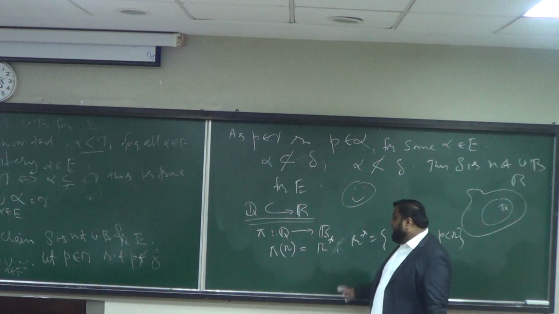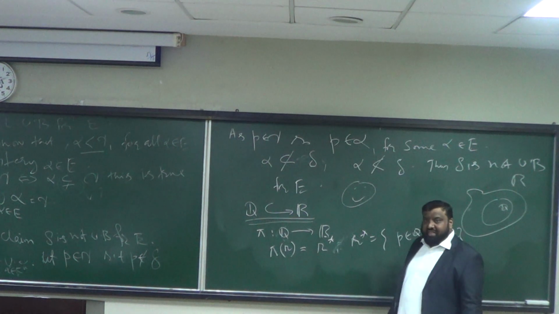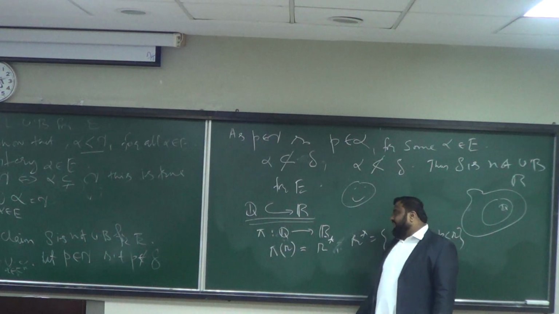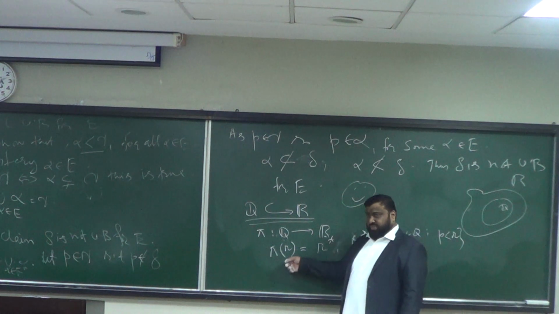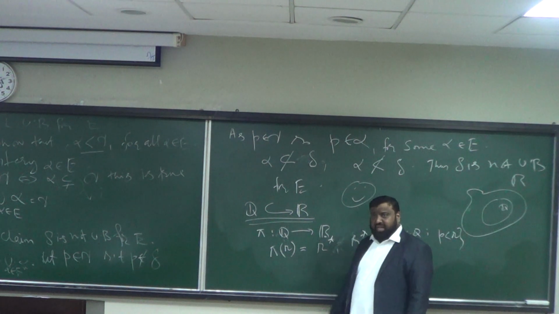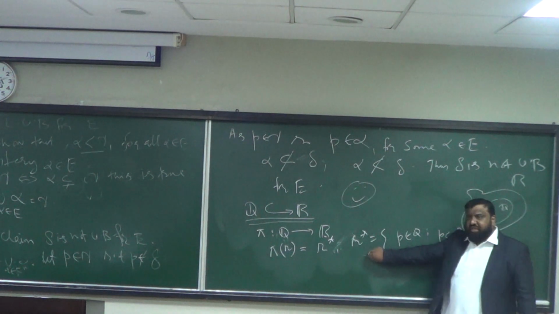So the first thing is to verify whether r star is a cut. And the second thing that we need to verify is whether r star is unique. Then pi would be a function. Okay? So is r star a cut? Do you think that it has all the properties of a cut?